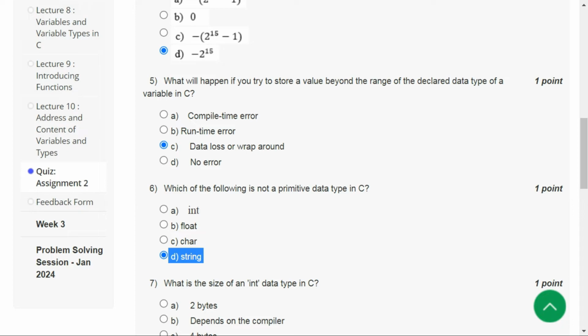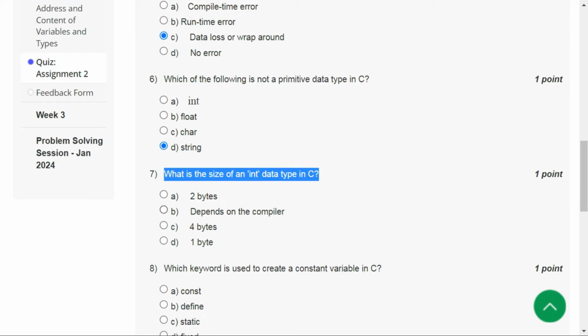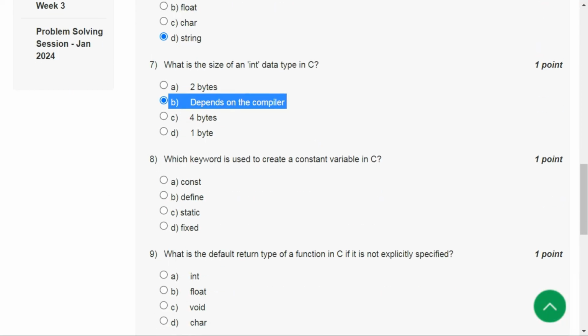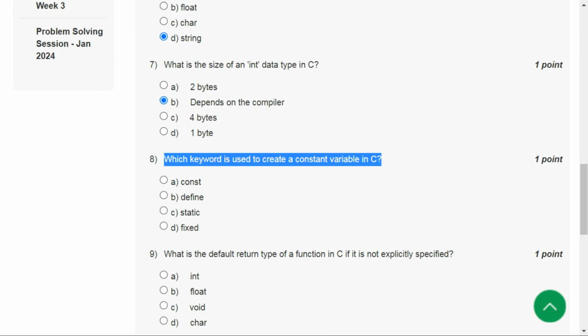For question number 6, the correct answer is option D, string. C doesn't have any kind of a string by default. We use character arrays. Okay, for question number 7, the correct option is option B.